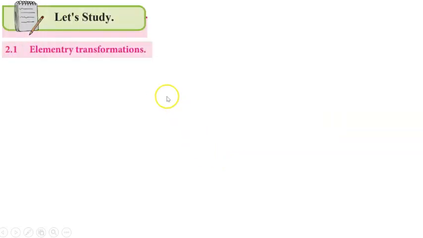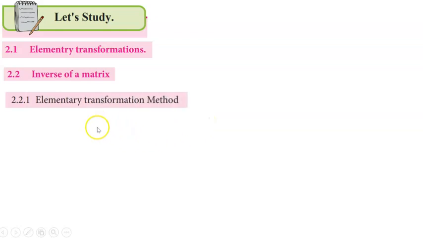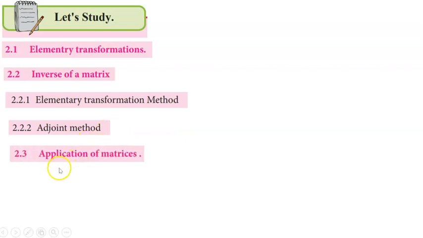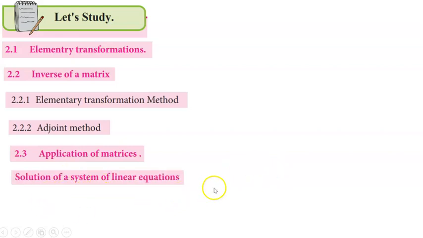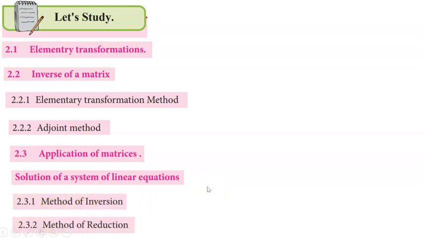But before that, what are we learning in this chapter? First is elementary transformations, inverse of a matrix, elementary transformation method, adjoint method. Next, applications of matrices, solution of a system of linear equations by method of inversion and by method of reduction. Now let us start.